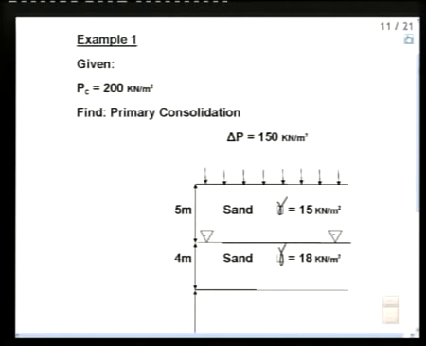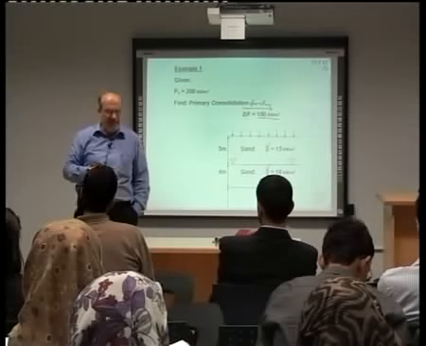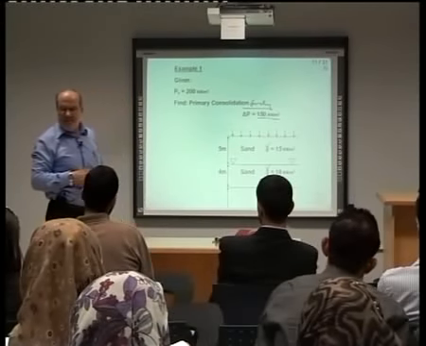So this is what is needed. I have delta P. Here is delta P, equals 150 kilonewton per meter squared. This is the load. I will put a load of delta P equals 150 kilonewton per meter squared, and I would like to find the primary consolidation for clay. Of course, without writing it, you should know it. It is given to me, you are lucky. It is given that PC equals 200 kilonewton per meter squared. So PC is given.